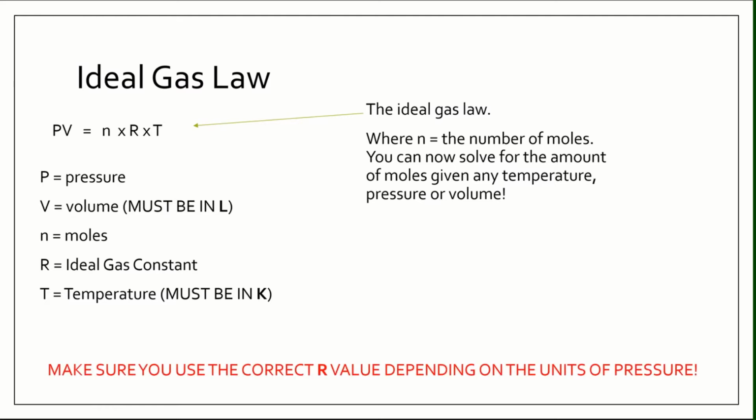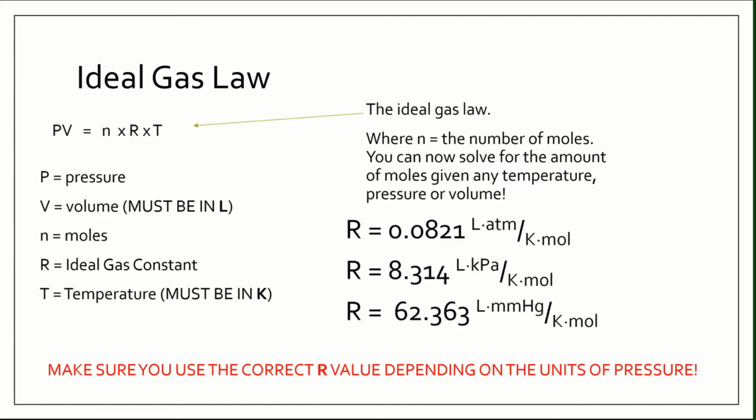All right, taking a look at R. There are going to be a lot of different R values. You must make sure that you're paying attention to what unit of pressure you're using. Think about it. We have 3 different units of pressure: atmospheres, kilopascals, and millimeters mercury. So depending upon the unit of pressure that we're using, we have different R values.